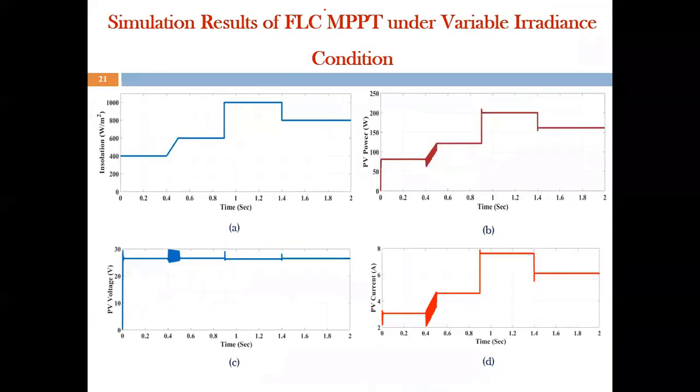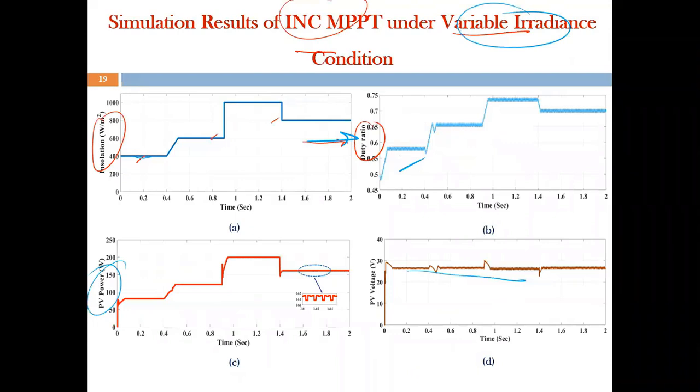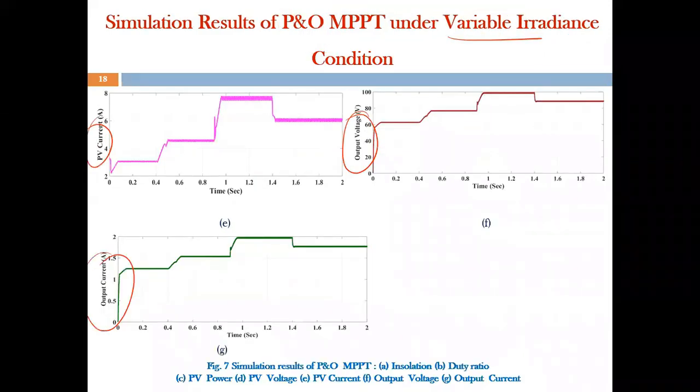Now you see the fuzzy logic controller MPPT under variable irradiance. So what happened with the insolation? The PV power, PV voltage and PV current are tracking exactly. Previously there were some small changes here and there. You see here P and O also is not that much smooth.